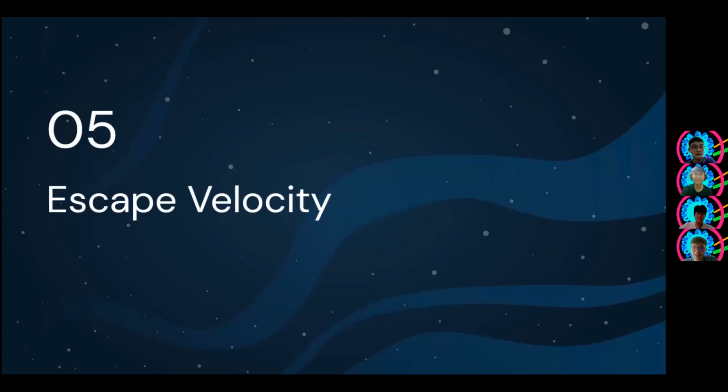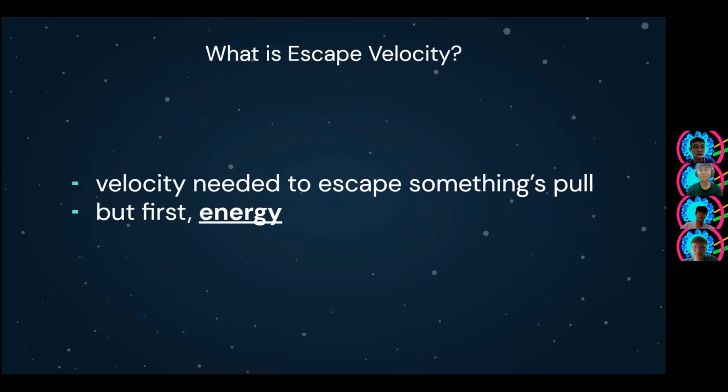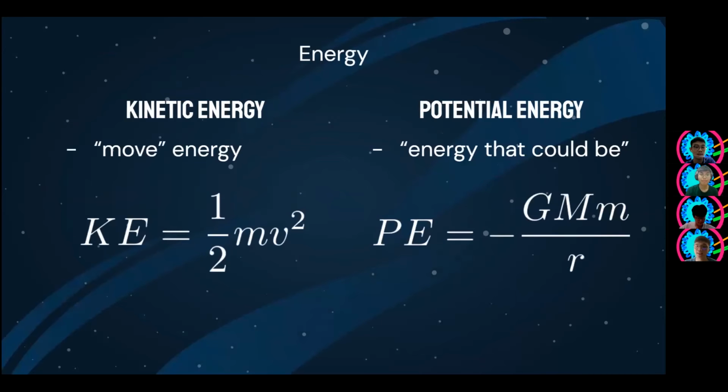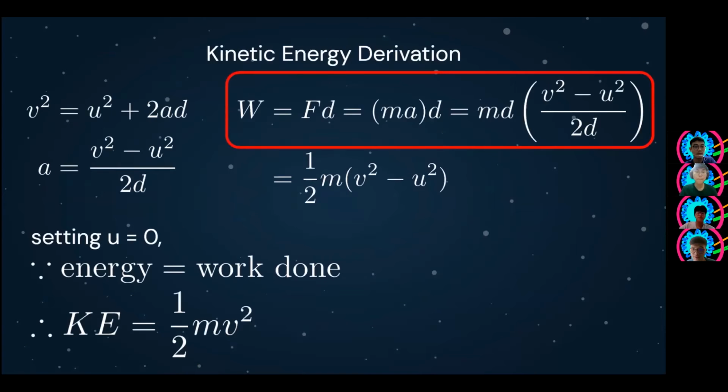Now, let's talk about a planet's escape velocity. It is the velocity needed to escape something's pull. But before that, we need to look at energy. Specifically, kinetic and potential energy of something in orbit. Kinetic energy is the energy of something moving. This is its formula derivation, but we won't go too deep into that.